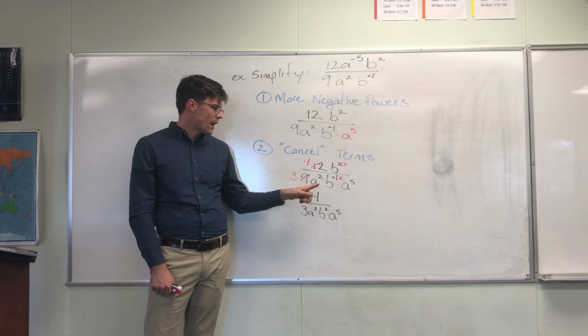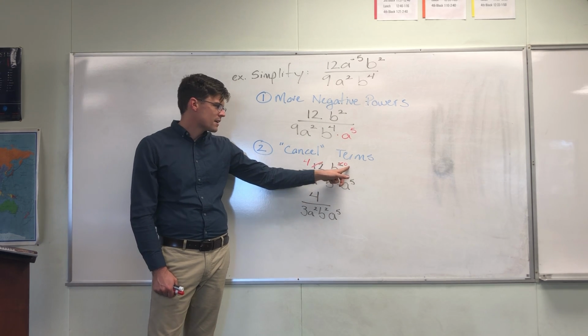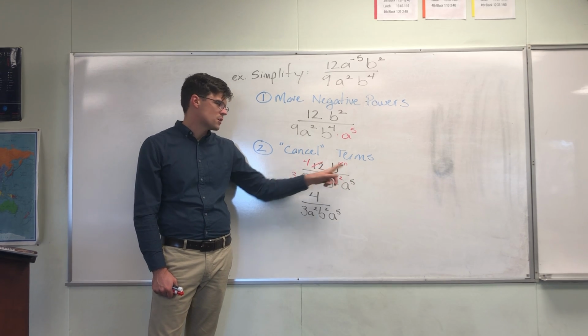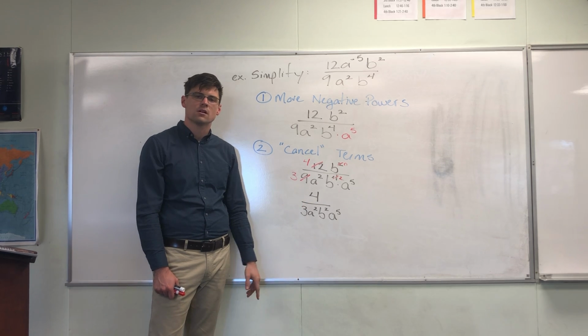If you're wondering what happens to the other b in the numerator, remember that guy's gone. b to the power of 0 is just 1. So we have 4 on the top, and that's it.